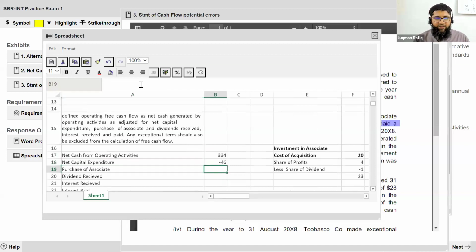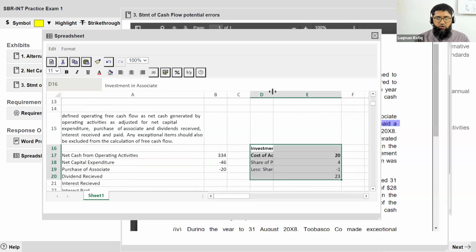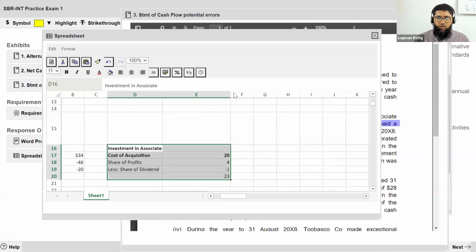So 20 is the investment in associate. The purchase of associate was 20 million. The associate was purchased for 20 million.